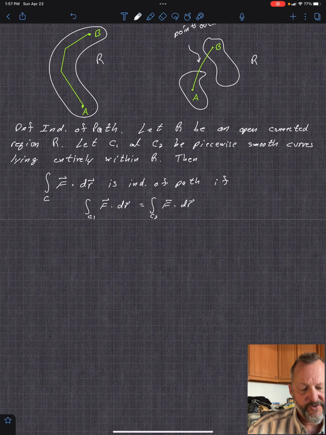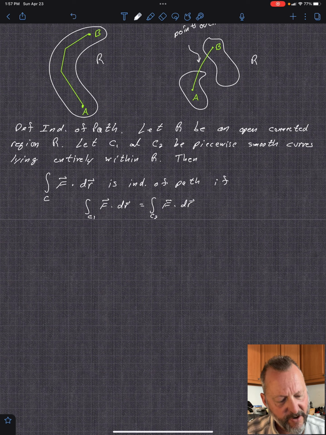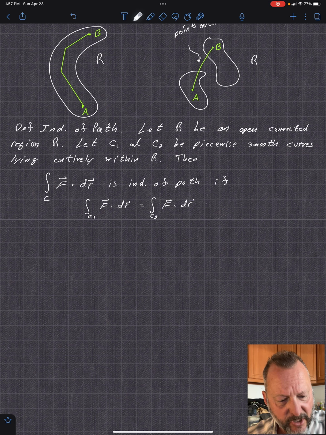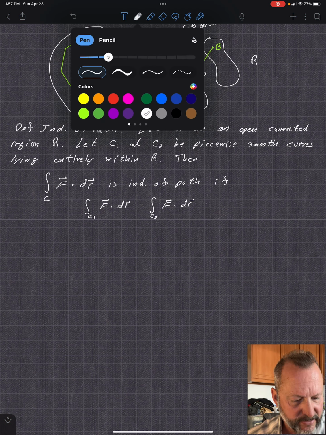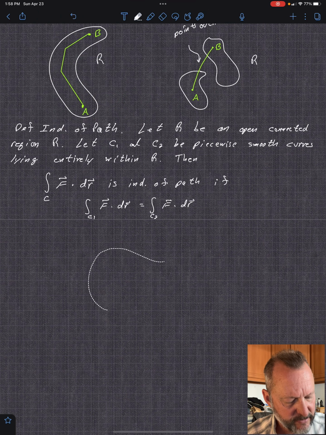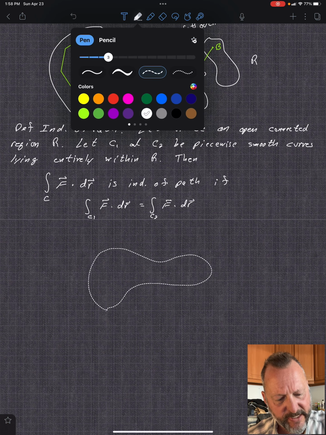So it's taking two arbitrary different paths in R, and I'm leaving off a few details, I can tell, but you get the same integral. But let me draw the picture because that's really what I want you to visualize. So you have an open connected region. Okay, so that's open and connected.